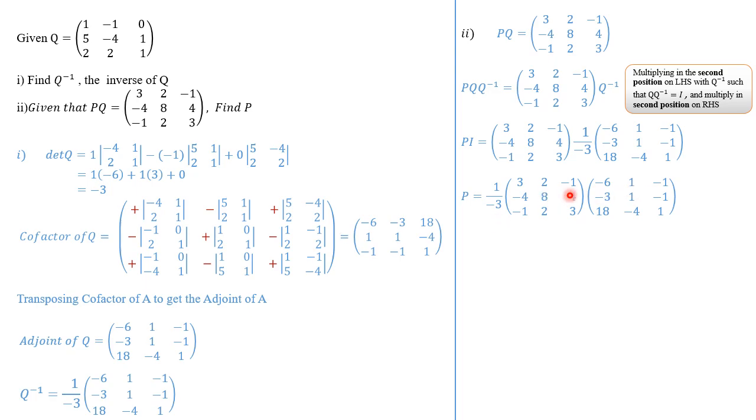Take note that matrix multiplication is not commutative. So the moment you exchange the positions, like taking the inverse and putting it in the first place, you have violated the rule that matrix multiplication is not commutative. So in this case, we are just taking this constant aside, and this is the matrix that you maintain in the second place. Then we multiply row by column. So this will give us P is equal to minus 1 over minus 3, then this matrix here.